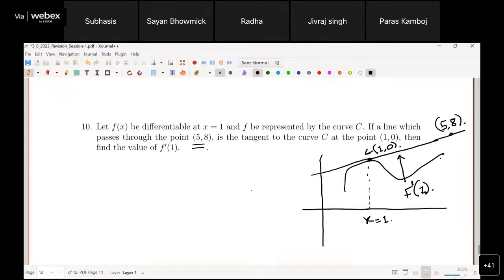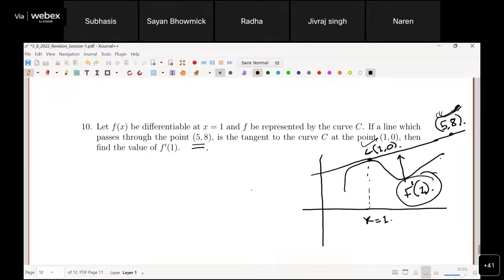Straight line formula: y2 minus y1 divided by x2 minus x1. Yes, correct. Certainly, you know that this line passes through these two points, and you just need to find the slope of the line. The slope of the line is precisely f dash of 1. Probably it's 2, I guess.